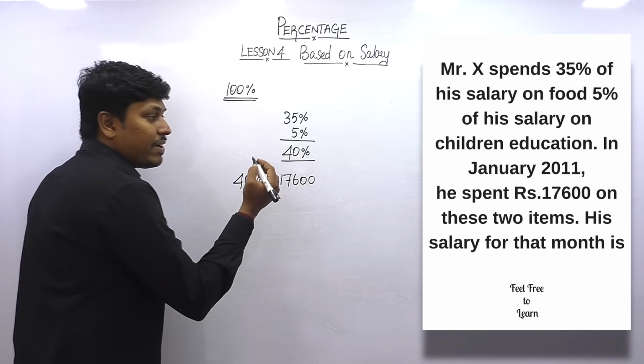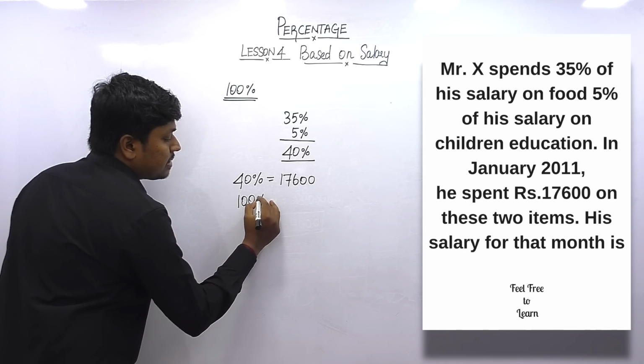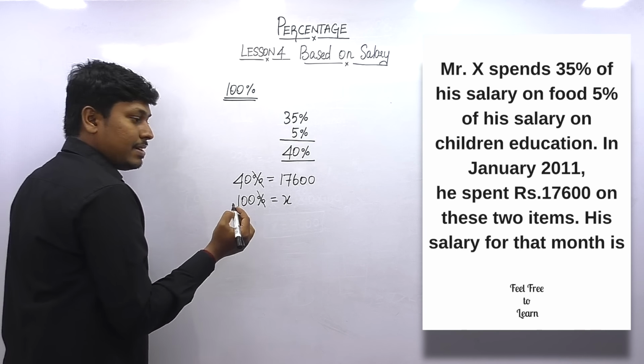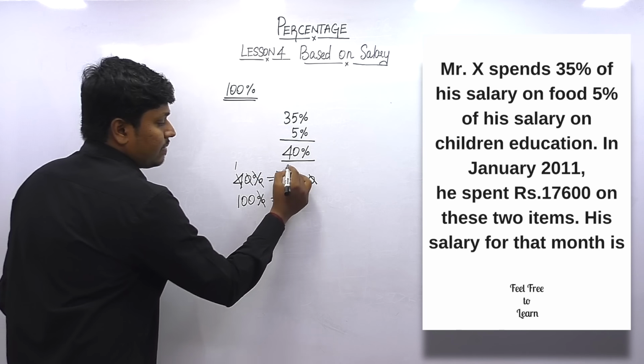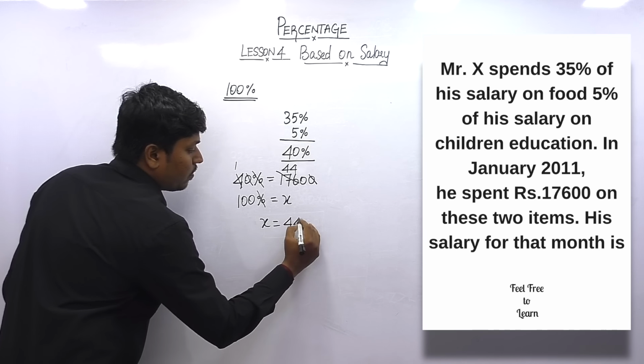And our target is to find the total salary. So salary will be 100 percent. So 100 percent is equal to X. Similarly, cross the percentage and percentage. You can cross this 0 and 0. Again, 1 4s are 4. It will be 44, right? So finally, X is equal to 440.